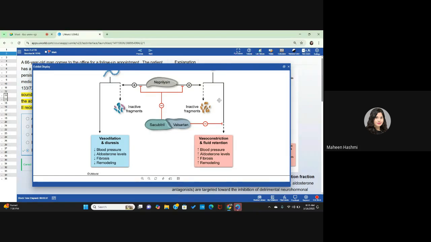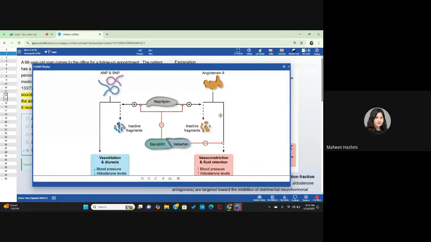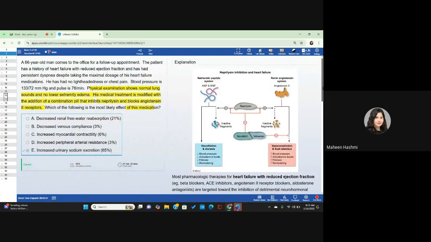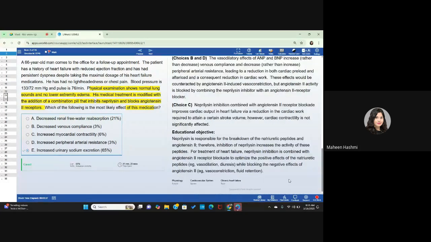So sacubitril and valsartan are going hand in hand together. Sacubitril is blocking neprilysin, and valsartan is blocking angiotensin II. All right, and because of that, their effects are blunted. And if you go down, you can see this educational objective, again very high yield for you to go through.